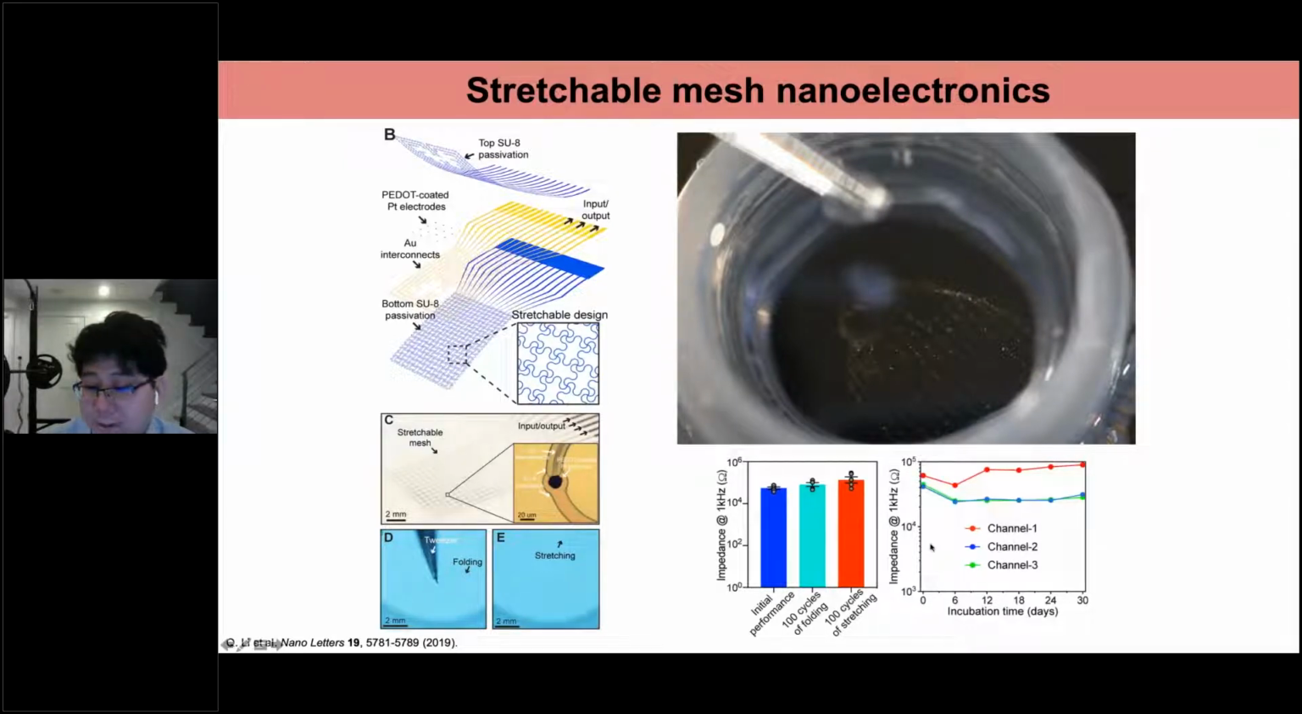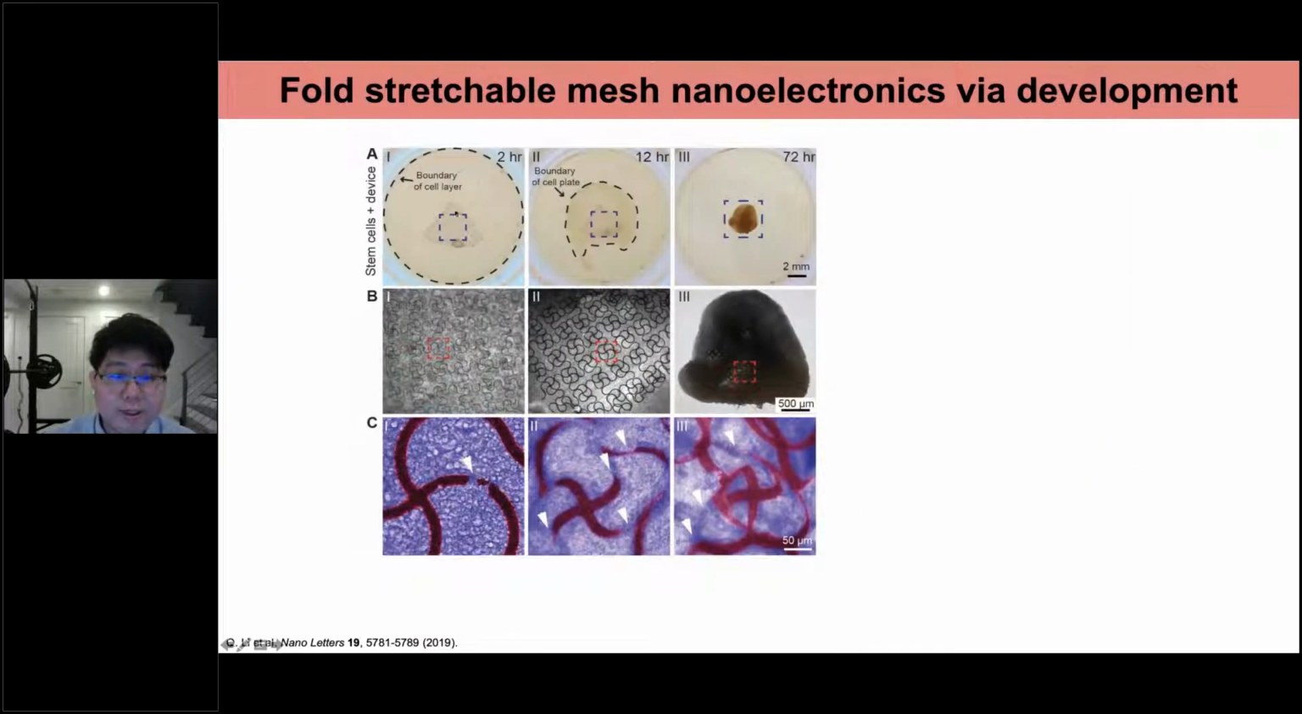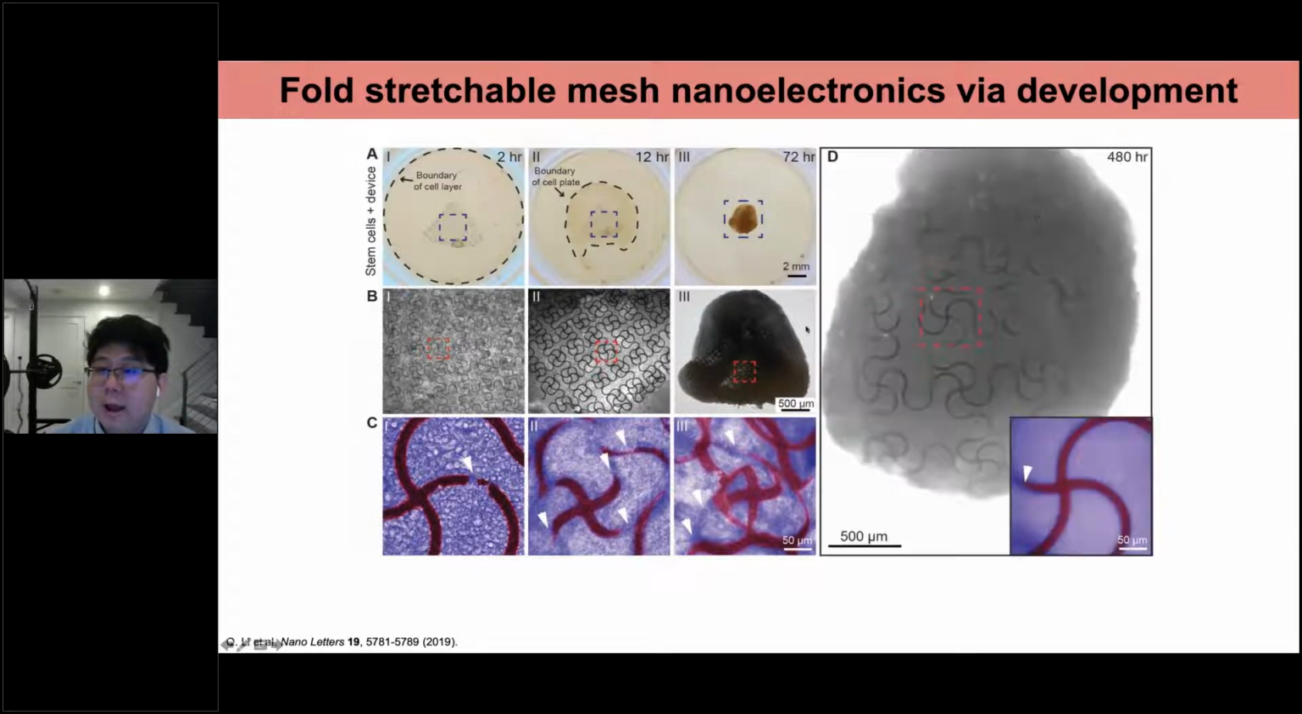And we tested their stability. They are very stable in the solution, so that we can integrate them with the stem cell sheet, and the cell sheet starts to fold like a cell plate. After 72 hours, they start to fold into this 3D structure. And after 20 days of culture, the stem cell ultimately grows into a 3D tissue. You can see that we can distribute or embed those sensor networks across the entire 3D volume of the organoid. And we call this technology cyborg organoids.